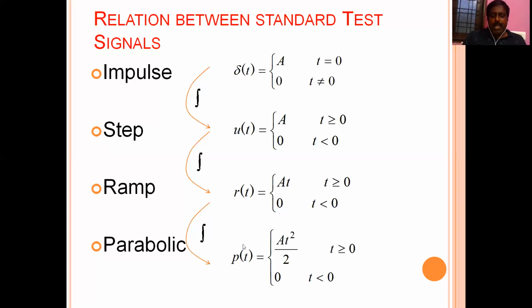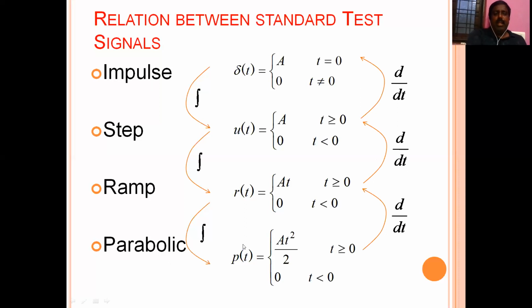Similarly, on the reverse side, like this. That means the differentiation of parabolic signal is the ramp signal. The differentiation of ramp signal is the step signal, and the differentiation of the step signal is the impulse signal. For example, if you know the input signal u of t, then how to calculate delta of t? If you want to calculate delta of t in terms of r of t, how to represent it?